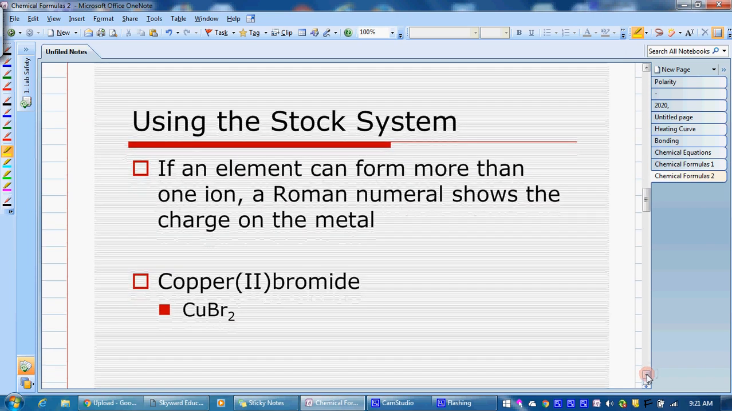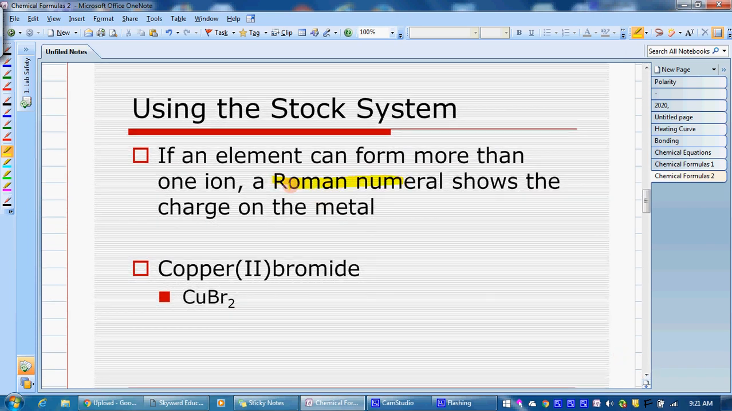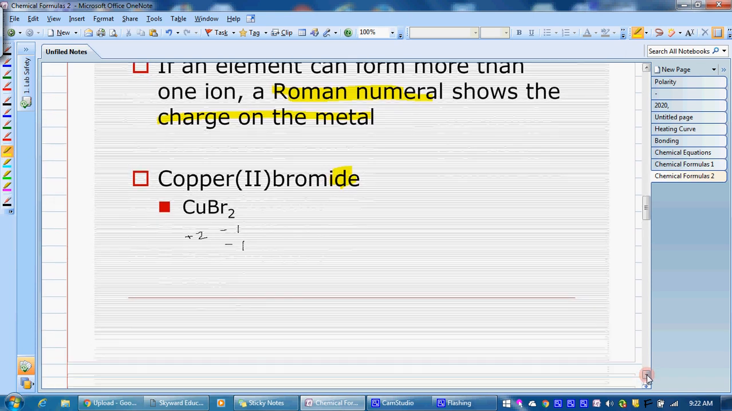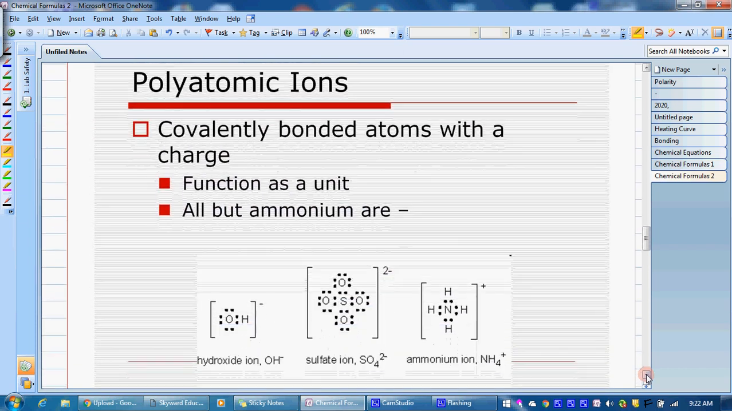Stock system, it's basically the same thing. We're just going to have a Roman numeral in there that's going to show the charge on the metal. So here, if copper has a 2 charge, okay, we know that because each bromine has a -1 charge. So if there's 2 bromines, -1 and -1 gives us -2. So copper has to be a +2. So that's where that number is going to come from. So we're just going to write copper, Roman numeral 2, and then bromide again ends in that IDE just like it does with everything else. So the only difference there is we're adding, for a transition metal, a Roman numeral.